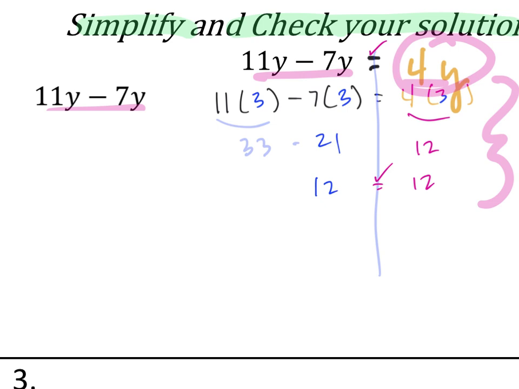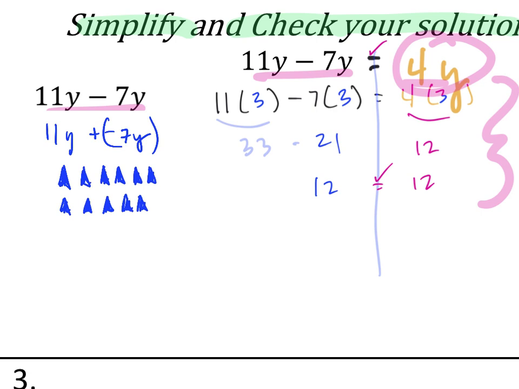The first thing I'm going to do with this is rewrite it as 11y plus negative 7y. Actually, I could do it the other way. Watch, if I draw 11 y's, and I'm just going to say this is a y, I'm going to draw 11 of those. You draw 11 of those. And it says I'm going to take 7 away. 1, 2, 3, 4, 5, 6, 7. What am I left with? 4. I'm left with 4y. So if I have 11 y's and take away 7 y's, I'm left with 4y.